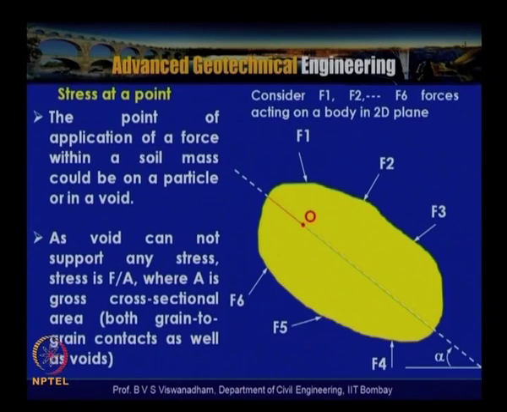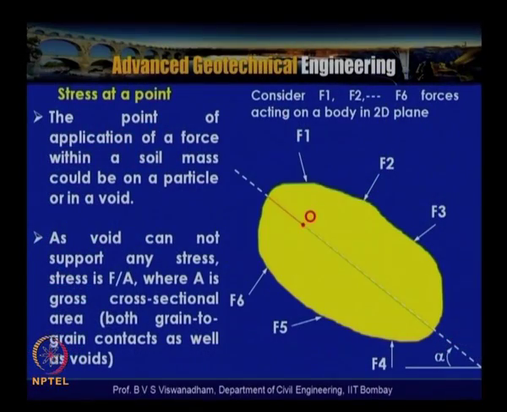As the void cannot support any stress, the stress is nothing but F by A, where A is the gross cross sectional area, which includes both grain to grain contacts as well as voids.